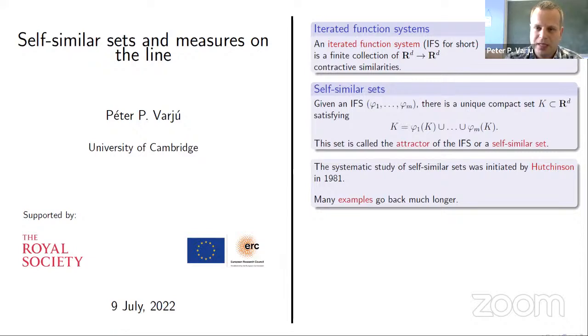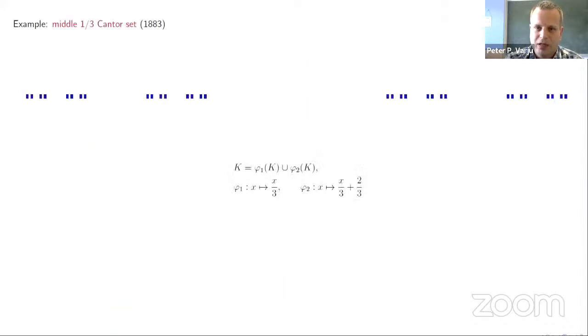So let's see some examples like that. So the first one is the middle third Cantor set. And so as you can see, this part of it is a shrunk copy of the whole thing. And also this other part is a shrunk copy of the whole thing. So, and the whole set can be realized as a union of these two shrunk copies.